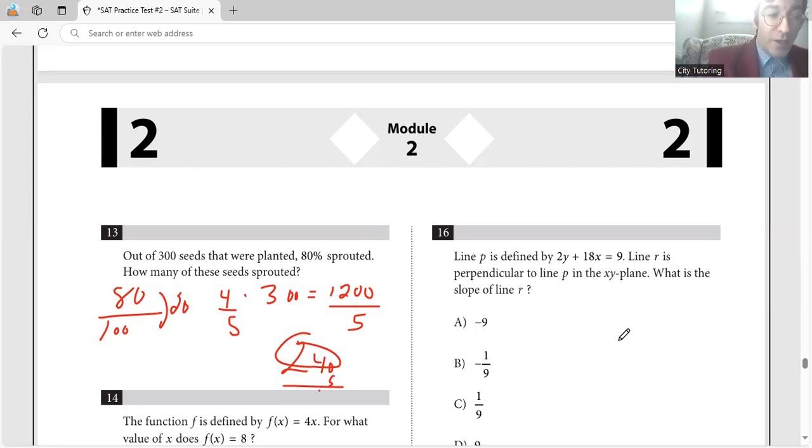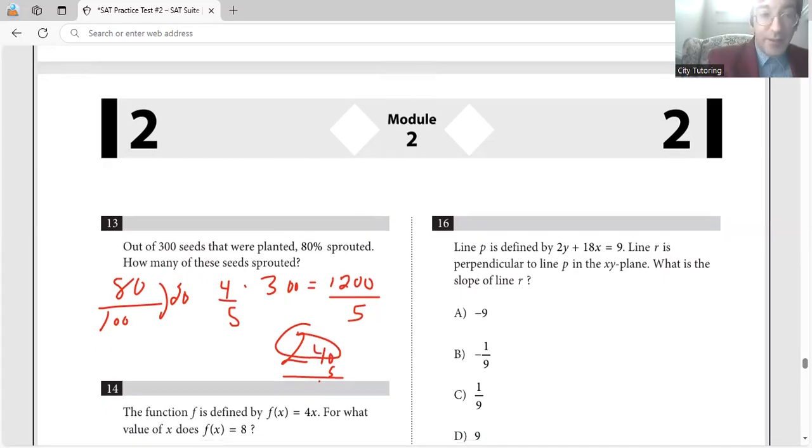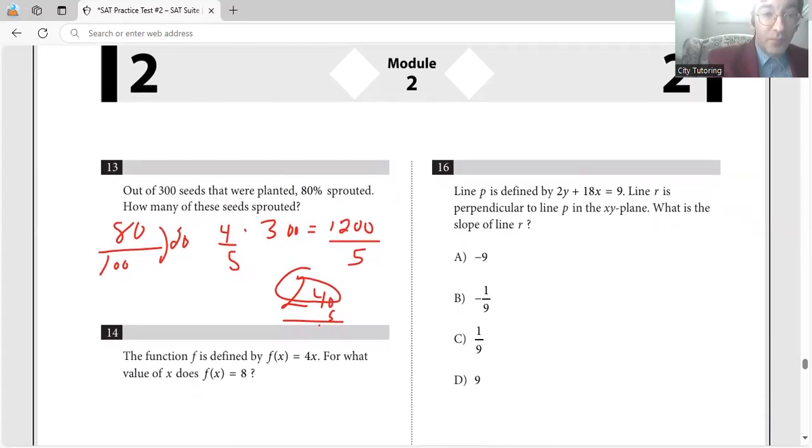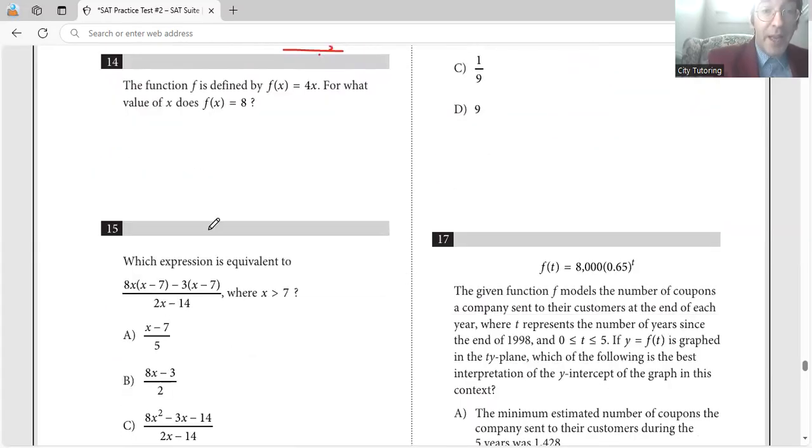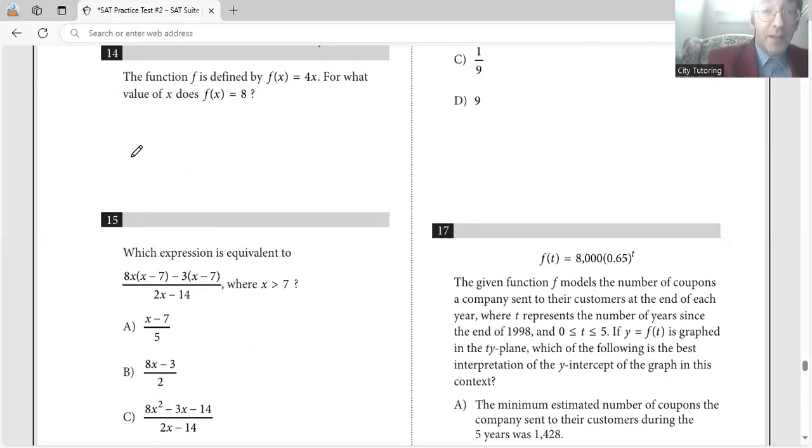All right, next one. It says the function f is defined by f of x equals 4x. For what value of x does f of x equal 8? For real? Seriously? So you just multiply. What number? 4x equals 8. Well, obviously 4 times 2, so x equals 2.